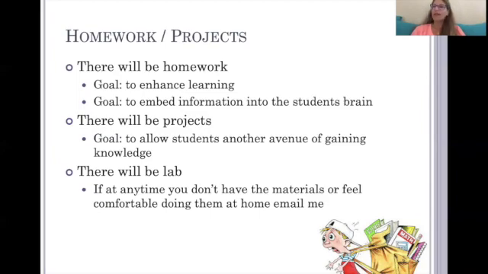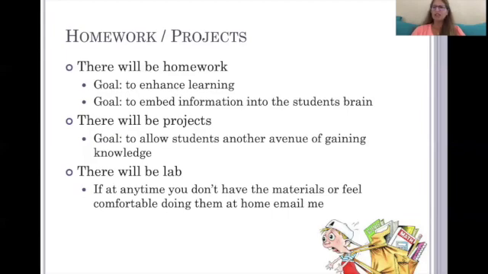The goal of any assignment that I give is to embed the knowledge into the student's brain so that when they do sit down for those external exams, they have it. For my students that are freshmen in regular biology or honors biology, this information comes back around no matter what other science courses you take. So we want to make sure that you understand it the first time.